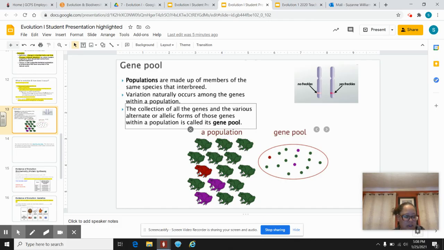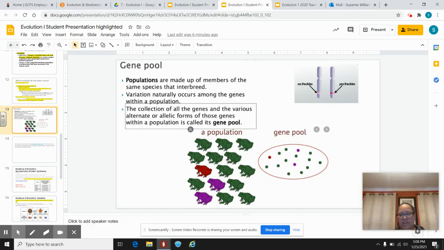The gene is for skin color, and then you have alleles, the different forms of genes that code for the different colors, the green, the purple, and the red in this case. So a gene pool is all of the genes that are available in a population. So, for example, you are pretending that this is just a model. We are pulling out all the different alleles for all of these different frogs. That makes up the gene pool.